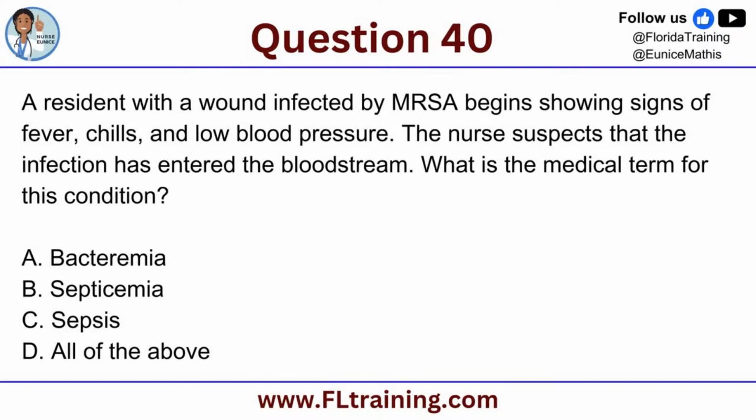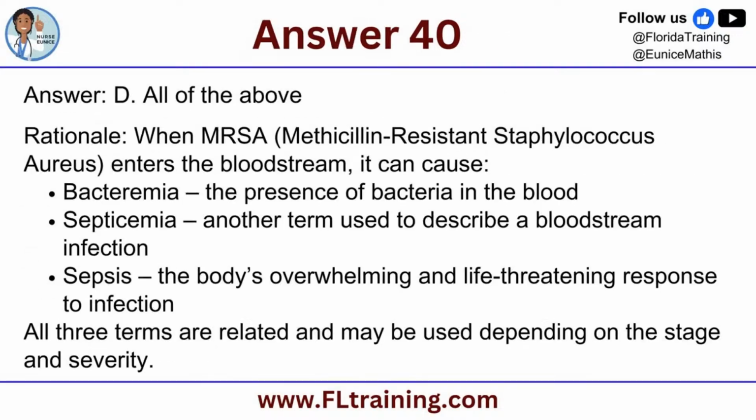All right, here we go in 3, 2, and 1. It's a tough one, isn't it? D, all of the above. So when MRSA enters the bloodstream, it can cause bacteremia, which is the presence of bacteria in the blood. Septicemia is another term to use to describe a bloodstream infection. Sepsis is the body's overwhelming and life-threatening response to infection. And all 3 terms are related, but may be used depending on the stage and severity. So all those things can happen.